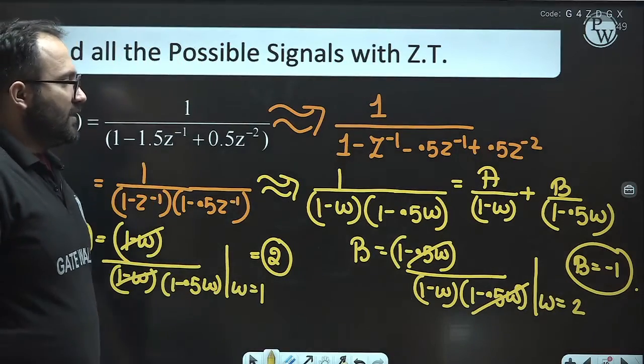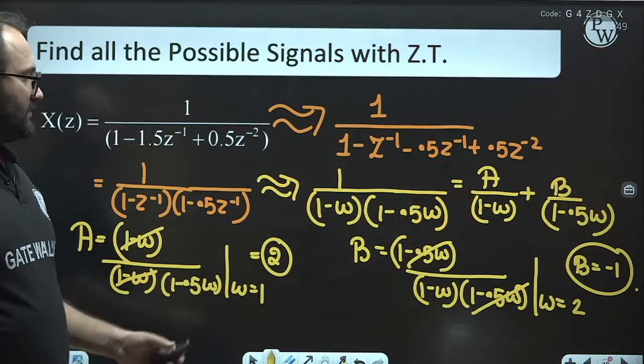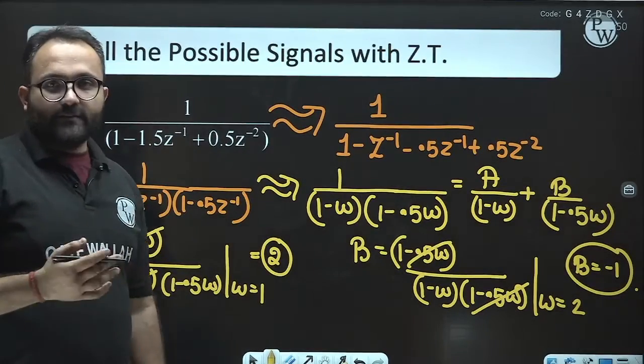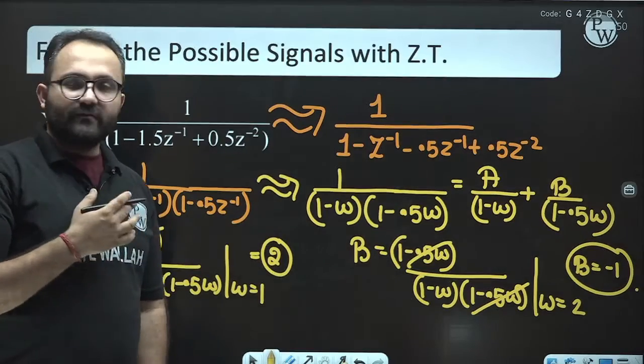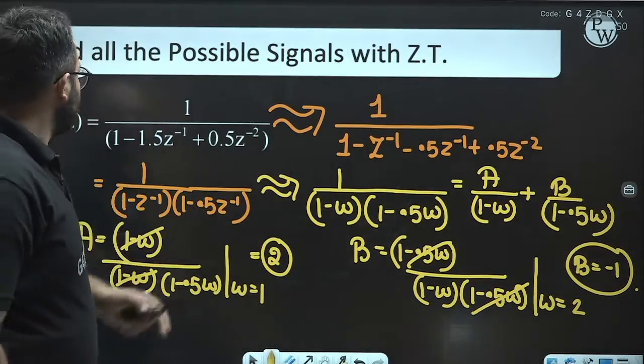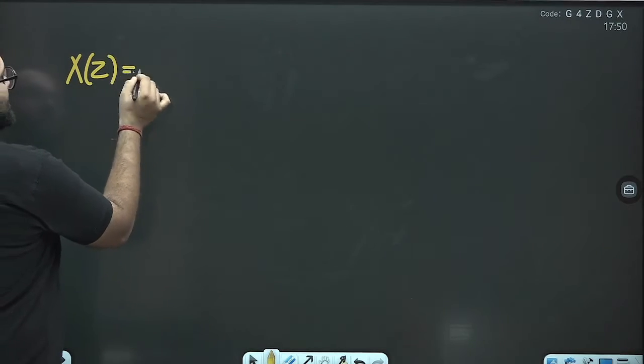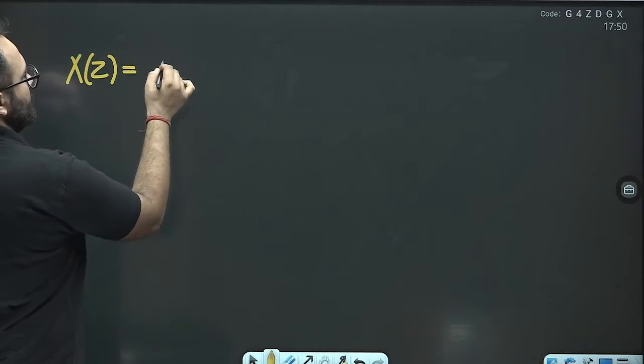Great. So now we have these terms. We can easily find out the inverse because we know the partial fractions. We can easily find out the inverse. Now we have X(z) equal to, A is 2.